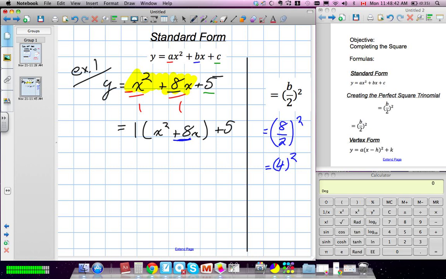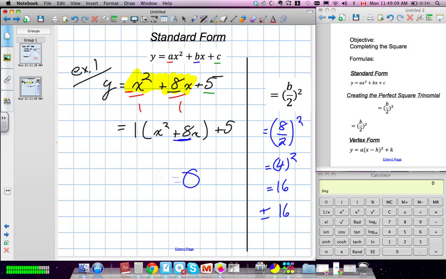Squared is 16. Now, this number is important because we're actually going to be adding and subtracting 16 into those brackets. Now let's quickly talk about, if I have an equation and I decide to add 16 and subtract 16, what am I doing to the equation? What am I putting in there? 0. I'm putting absolutely nothing in, so I'm not changing the equation.